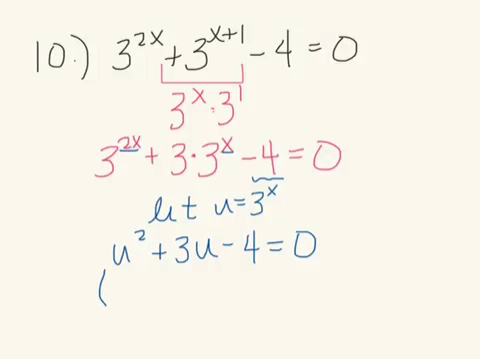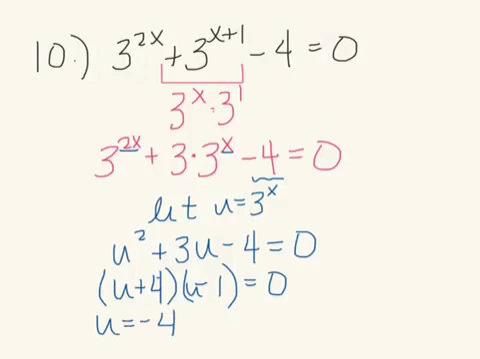This factors to u minus 3. I'm sorry, u plus 4, goodness. u plus 4, u minus 1. And then we can set each of those equal to 0. I have u equals negative 4 and u equals positive 1.